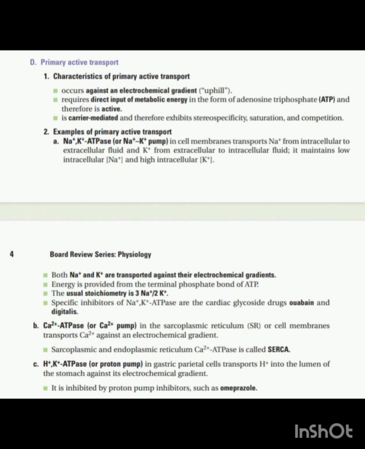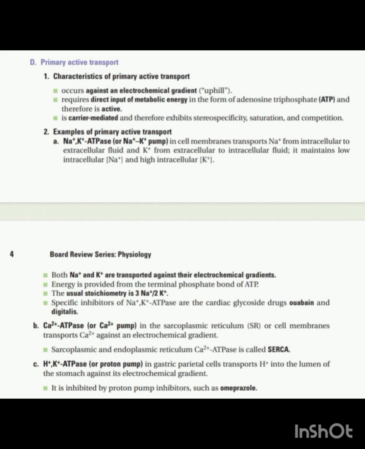And the third thing is that it is carrier mediated. Facilitated diffusion and active transport, these both are carrier mediated transport. And since active transport is also carrier mediated, it exhibits the three phenomena we discussed: stereospecificity, saturation, and competition.